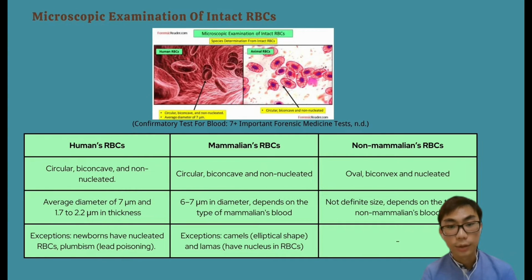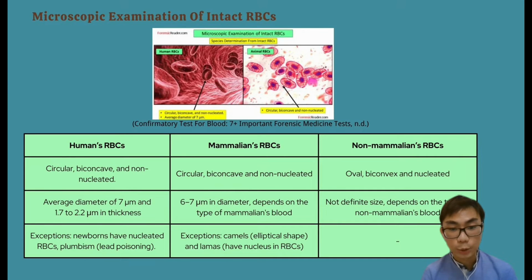Next, the size. The human red blood cells have an average diameter of 7 micrometers and 1.7 to 2.2 micrometers in thickness, while the mammalian red blood cells have 6 to 7 micrometers in diameter. However, the size actually depends on the type of mammalian blood. Next, the non-mammalian red blood cells have no definite size. It actually depends on the type of non-mammalian blood. So we can conclude that only the human red blood cells have a fixed diameter and thickness.